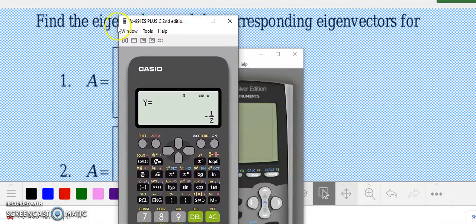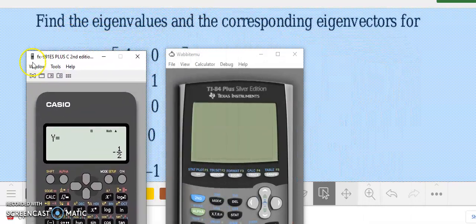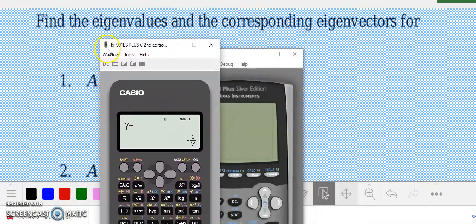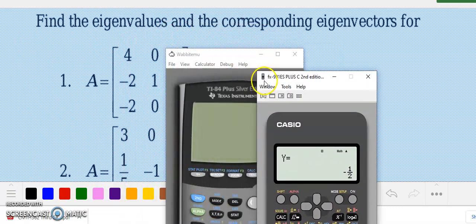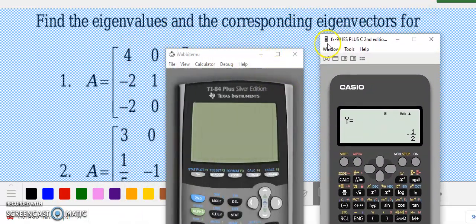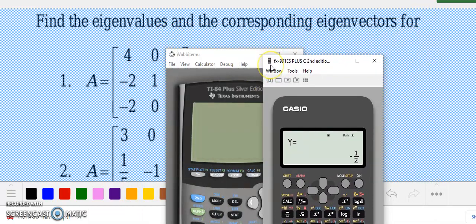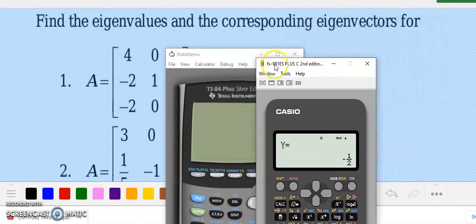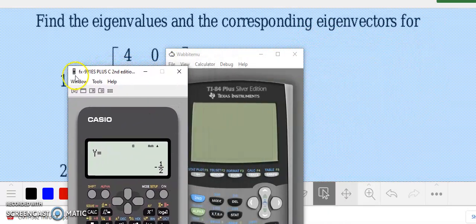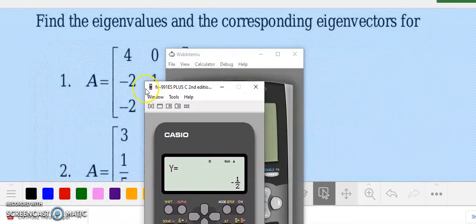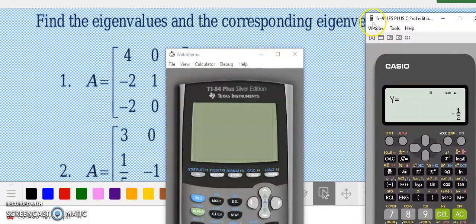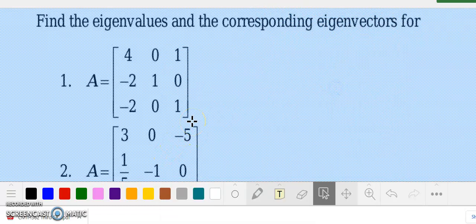Because to work with eigenvalues, you need to first start with the equation which is A minus lambda I. Of course, A is just a square matrix. Lambda will be multiplied with an identity matrix in order for us to get the eigenvalues, after which we use our eigenvalues to find the corresponding eigenvectors. So let's take the first question and see what we are supposed to do.